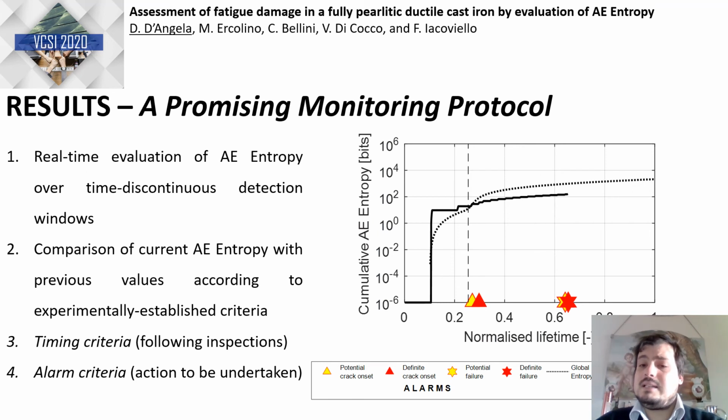On the right, you can see a simplified application of the technique. Each vertical subline represents a detection window, and as you can see, potential crack onset and definite crack onset match very well the actual crack onset experimentally established, which is related to the vertical dashed line. At about 60% of the normalized lifetime, the stars representing the potential and the definite failure alarms predict the failure about 35–40% of the lifetime earlier than the actual failure, which happens at a normalized lifetime equal to 1. This is just an example to show how promising this approach is.